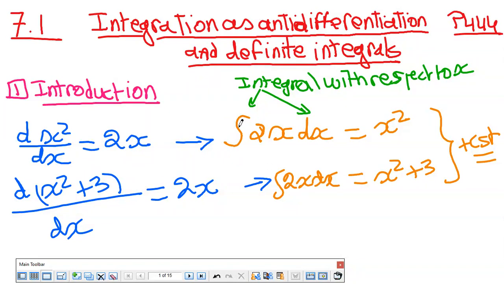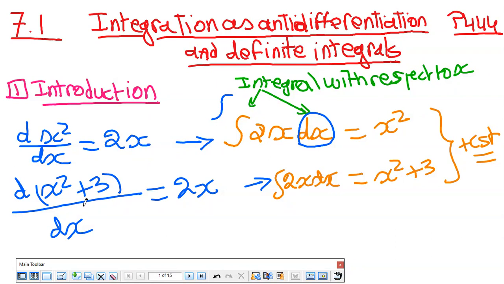I can write this sign here, like an S. We read it as the integral, or the antiderivative, of 2x, and this dx is written because I'm doing the antiderivative with respect to the variable x. If it was, for example, 2t, I would write dt. If it was 2y, dy. The integral sign and dx or dy or dt are always together. So we read integral with respect to x of 2x, and it's x squared.